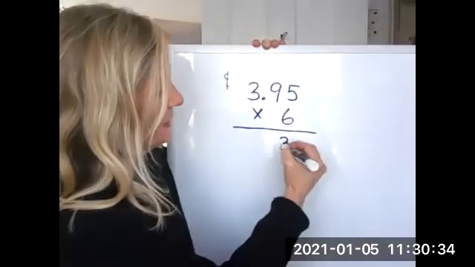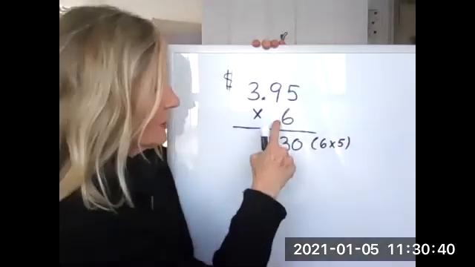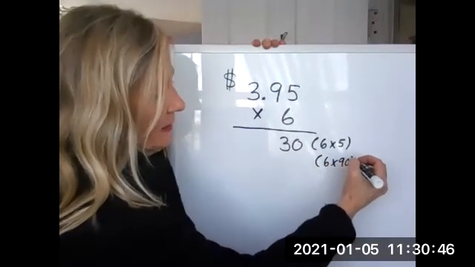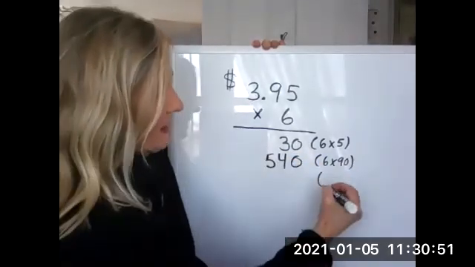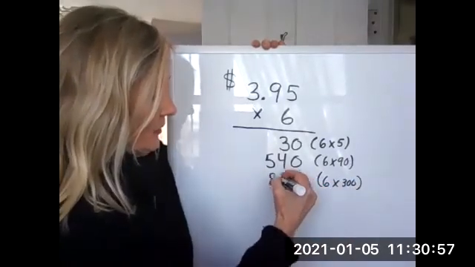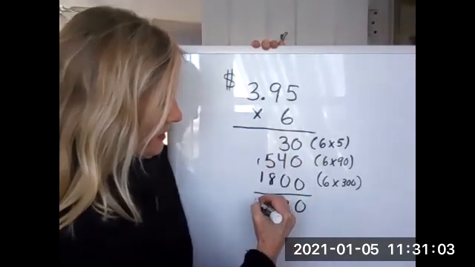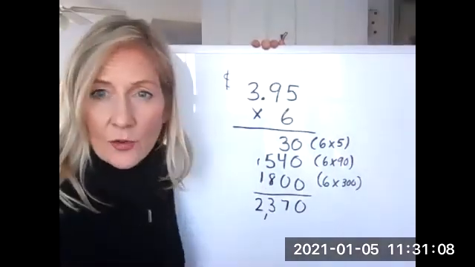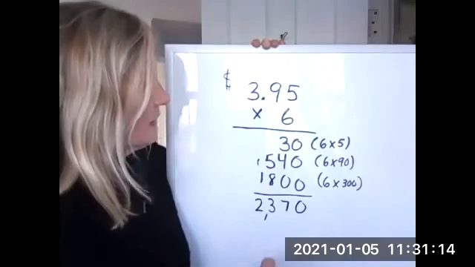6 times 5 is 30. And again, you want to make note that I'm starting with the bottom number, 6 groups of this, 6 groups of that. So 6 times 90: 6 times 9 is 54, so 6 times 90 is 540. And then 6 groups of 300. 6 times 3 is 18. With 2 more zeros, we got that. 2,370. So if you have money, just ignore the decimal for now and think of it all in pennies instead of two or three different units.